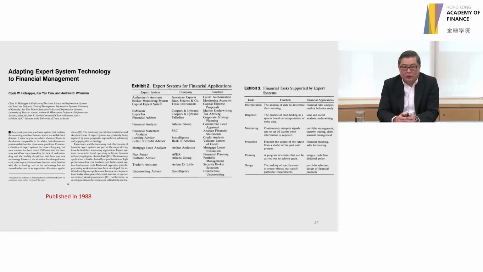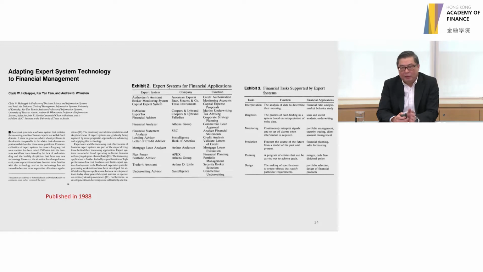If you look at the table in the middle, expert systems for financial application, you see some names. Some of them are still around, for example, AE and SEC, but some have gone or merged. For example, Coopers and Lybrand, Arthur Andersen. Bank of America is still here.